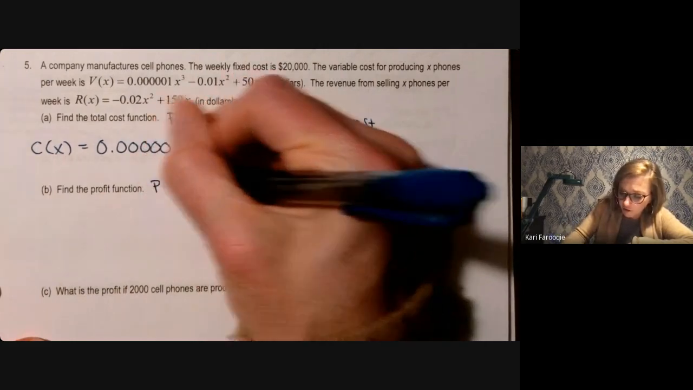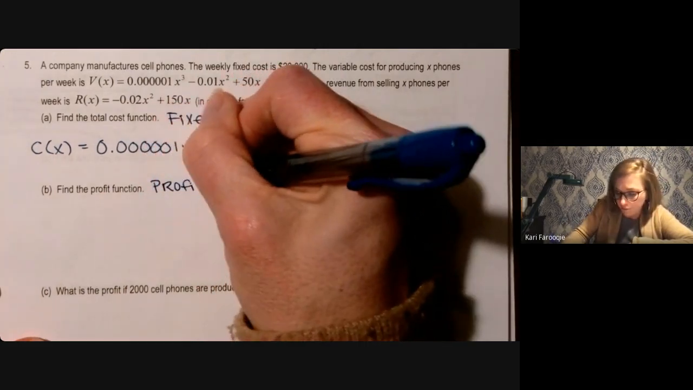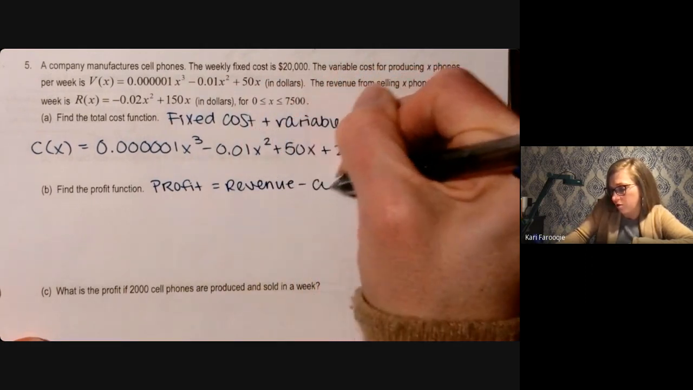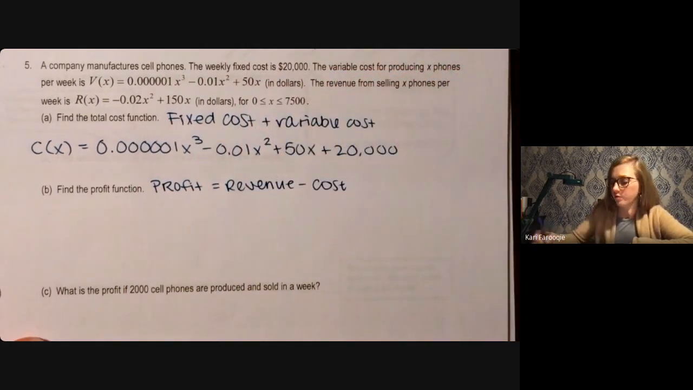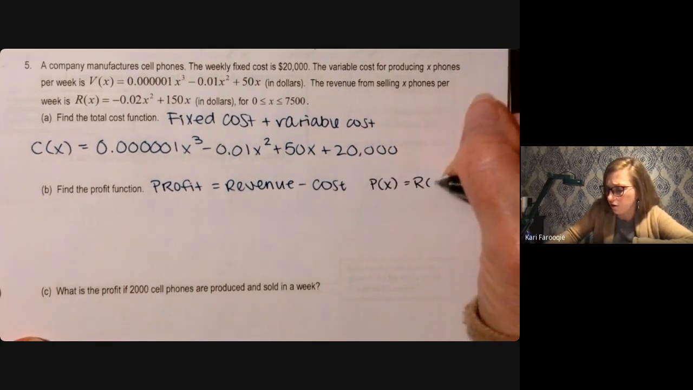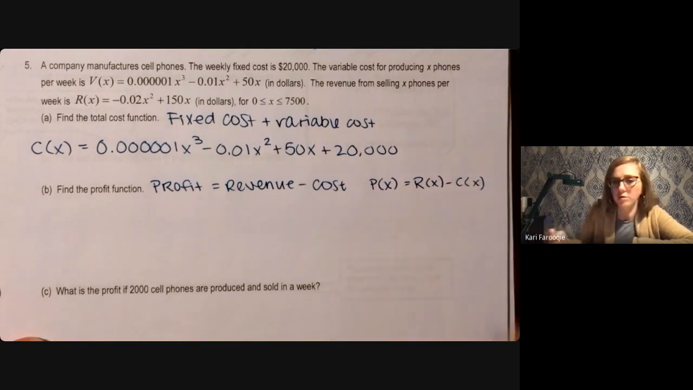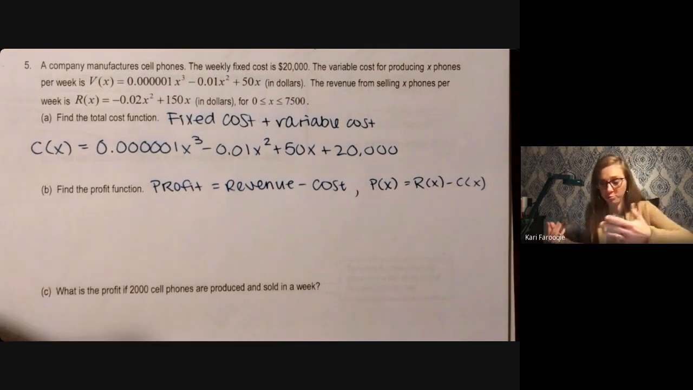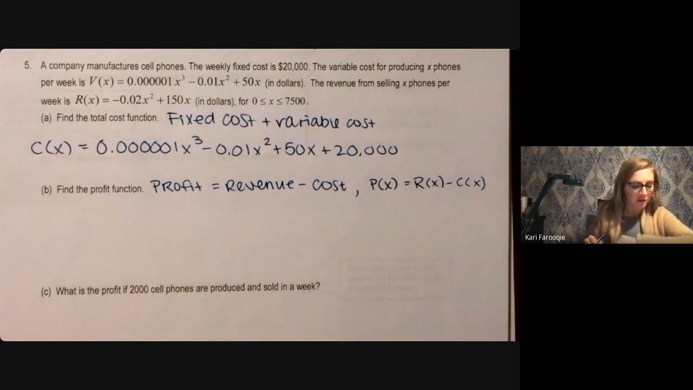So the profit function, the profit is the revenue minus the cost. A lot of times you'll see this in function notation as P of X is R of X minus C of X. But I feel like this is pretty intuitive for people. You generally have a very good understanding of the whole idea here between producing things, even if you don't do it yourself, and selling things.